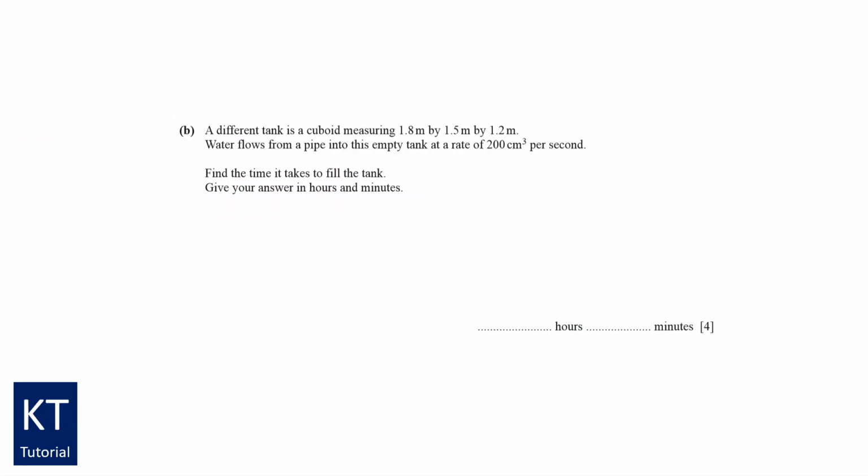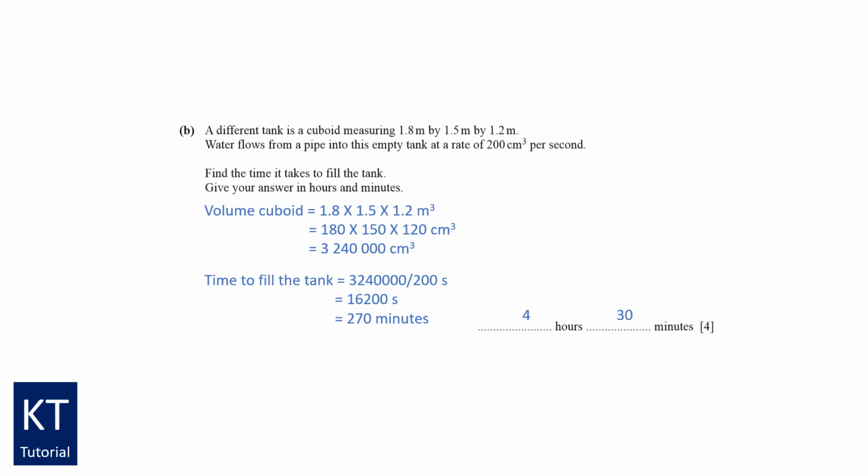Question 10b. A different tank is a cuboid measuring 1.8 by 1.5 by 1.2 meters. Water flows from a pipe into this empty tank at the rate of 200 centimeters per second. Find the time it takes to fill the tank. Give your answer in hours and minutes. First, identify the volume of the cuboid, then divide this by its rate to get to the required time.